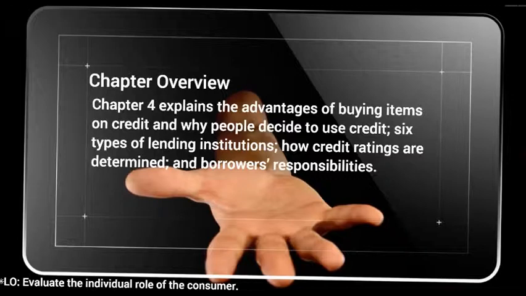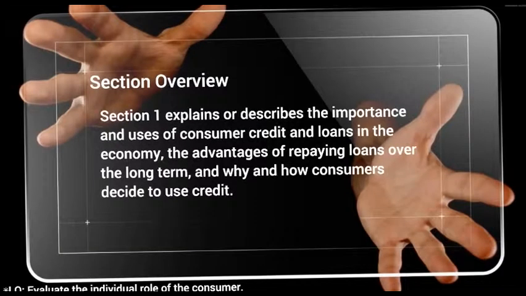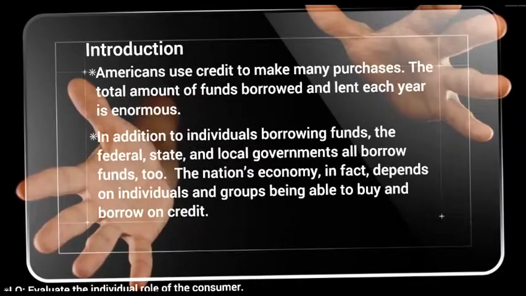Chapter 4 explains the advantages of buying items on credit and why people decide to use credit, 6 types of credit lending institutions, how credit ratings are determined, and borrowers' responsibilities. Section 1 explains or describes the importance and uses of consumer credit and loans in the economy, the advantages of repaying loans over the long term, and why and how consumers decide to use credit.